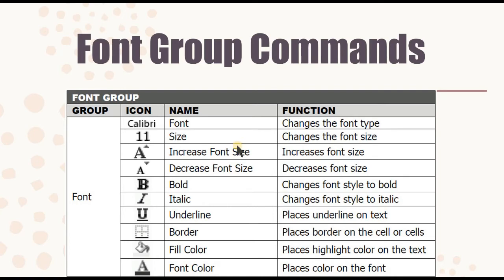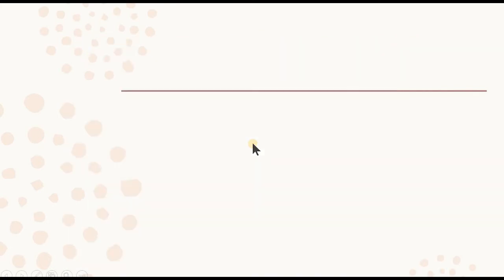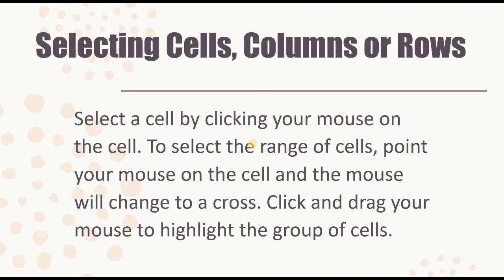Next, selecting cells, columns, or rows. By selecting cells, rows, or columns, you can easily modify the data format of your worksheet. Select a cell by clicking your mouse on the cell. To select a range of cells, point your mouse on the cell and the mouse will change to a cross. Click and drag your mouse to highlight the group of cells. Take a look at this.